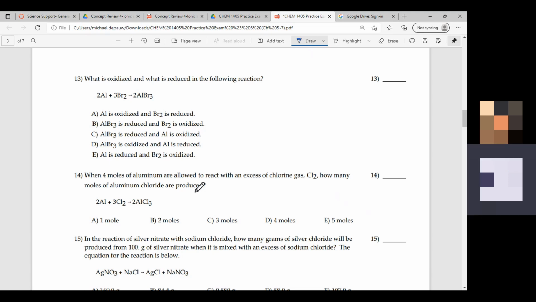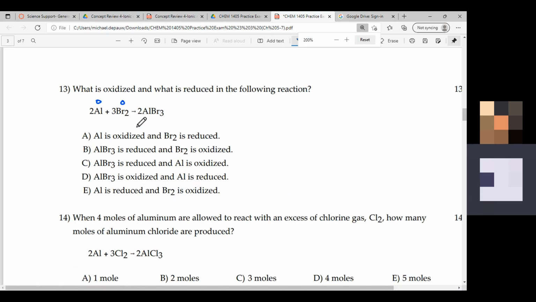Any element by itself, any atom by itself, does this aluminum right now have a charge? No. It only has a charge when it's part of an ionic compound. And does this bromine have a charge? No. Its oxidation number, its charge, is 0. And this one is 0. So right now these charges are 0. But now when it reacts and forms aluminum bromide, what's the oxidation number of aluminum?